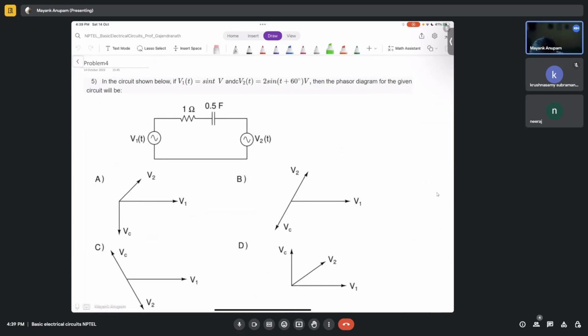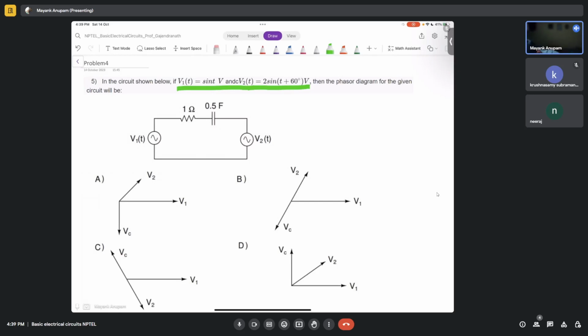Again, the same kind of question. Phasor diagram. In the circuit shown below, V1 is equal to sine t volt, V2 is equal to 2 sine t plus 60° volt. Then the phasor diagram for the circuit shown below will be, yes, tell me, how will the phasor diagram look like?